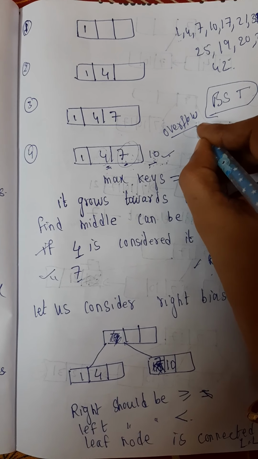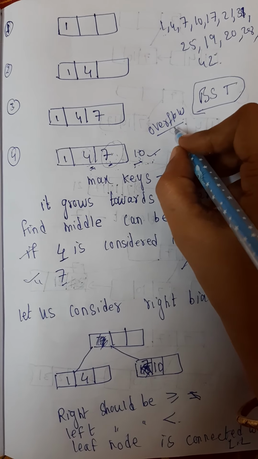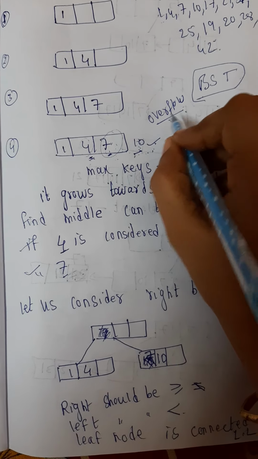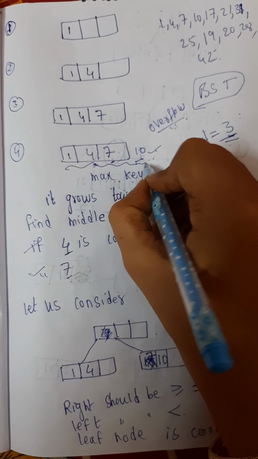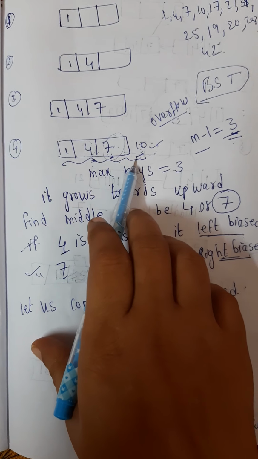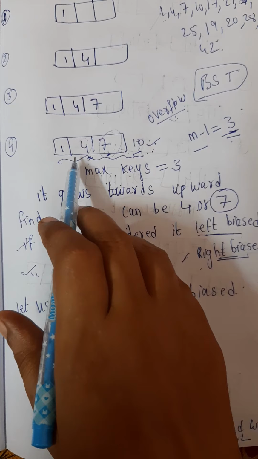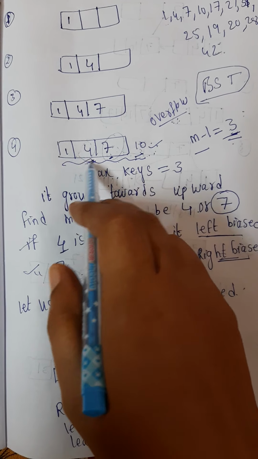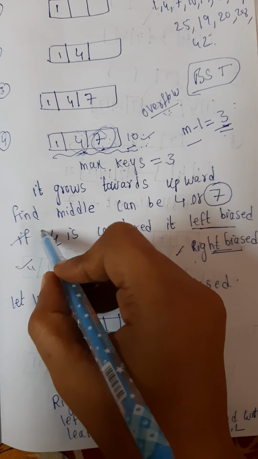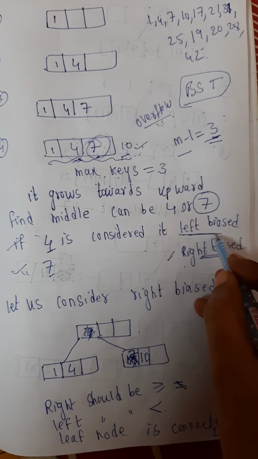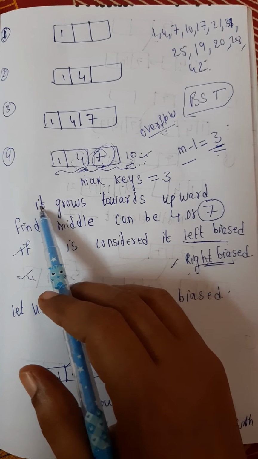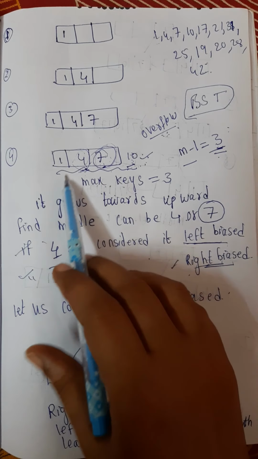Since we have overflow, what we did in the B tree, we went with splitting. Here also we have to do the splitting now. We have to consider these 4 elements and do the splitting here. Since it is an even number, the 4 can be the middle element or the 7 can be the middle element. If you consider 4, then it is a left biased tree. If you consider 7, it is right biased. Either you can go with left biased or right biased, that is your wish.